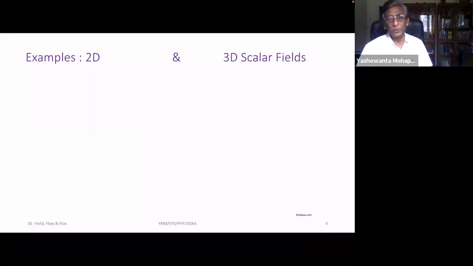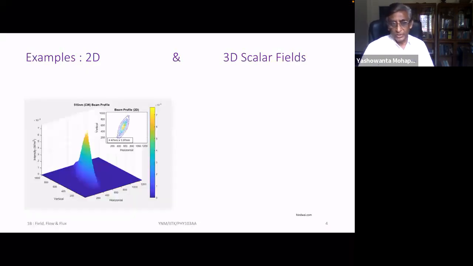Let's take an example of a field. Let's say a 2D field. This is the intensity of a light, and this is 2D. These are two directions: this is the vertical, and this is the horizontal. And what is plotted on this axis is the intensity, in watts per meter squared.